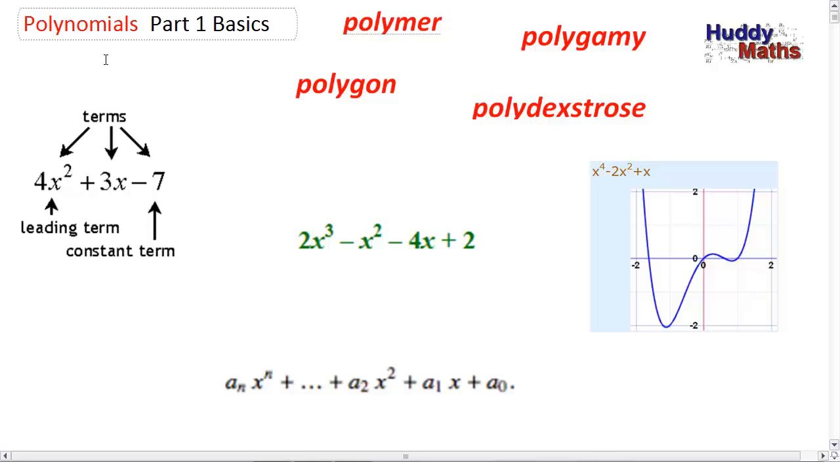Hey, welcome to Polynomials. This is part one, just the basics. And let's have a look at the name, polynomials. And when I saw that, I thought, hey, I've seen a few other words with poly in them.